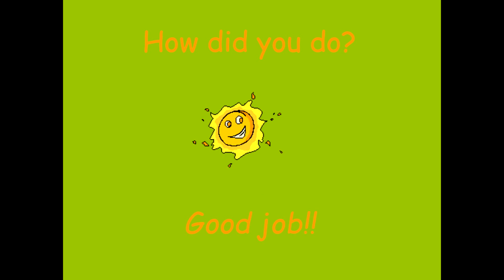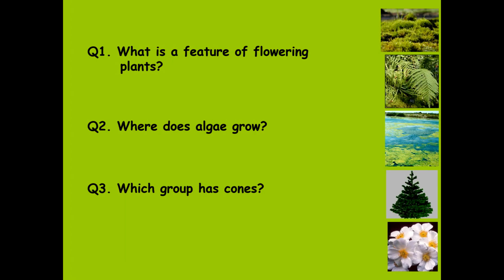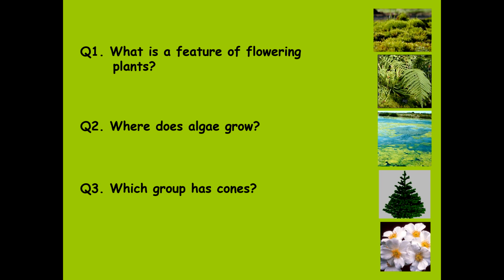Hey, well done, everybody. So here's our quiz. Well, here are the answers to our quiz. As you can see on the right-hand side, we've got our 5 different groups of plants. At the top, we've got the mosses. Coming down one, we've got ferns. Then the third one is algae. The fourth one, we've got the conifers. And finally, flowering plants.